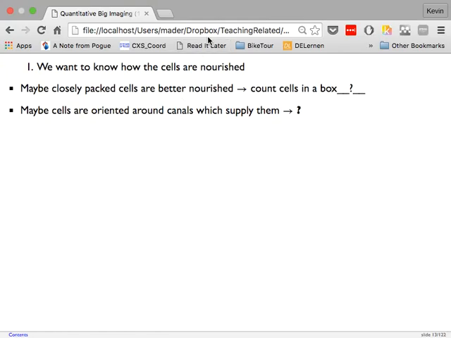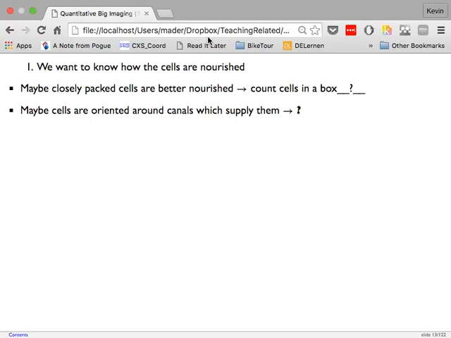If you want to understand how closely packed they are together, you can count cells in a box, but that's not always reliable. How do you define the box? It isn't clear. And maybe cells that are oriented around canals, which supply them, are well nourished. And first of all, how can you link these two pieces of information? And how can you measure these distances easily?